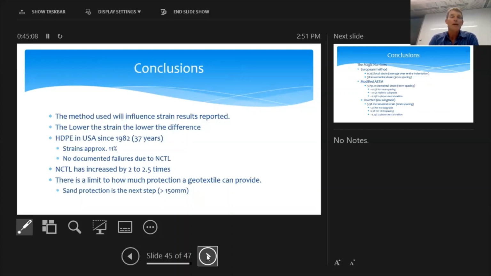So, in conclusions, the method used for testing strain values in a geomembrane will influence the strain values reported. You as designers or end users need to understand those differences. The lower the strain achieved, the lower that difference is, essentially. So whether you're using the European method or the laser scanning method, if your strains are less than 1%, it's not going to make any difference.